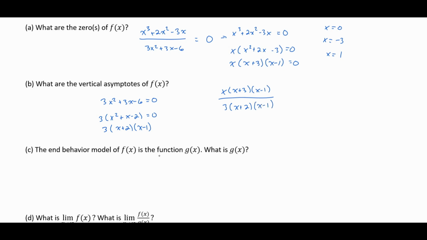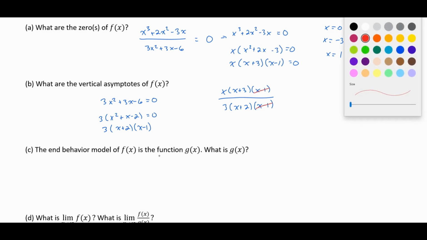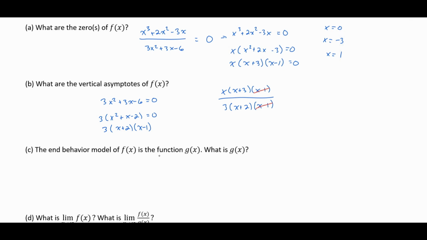And what I notice here is that those x minus 1s are the same. So those are going to divide out. And so really all I have to do is take this x plus 2, set that equal to 0, x equals negative 2. This is where we're going to have a vertical asymptote.